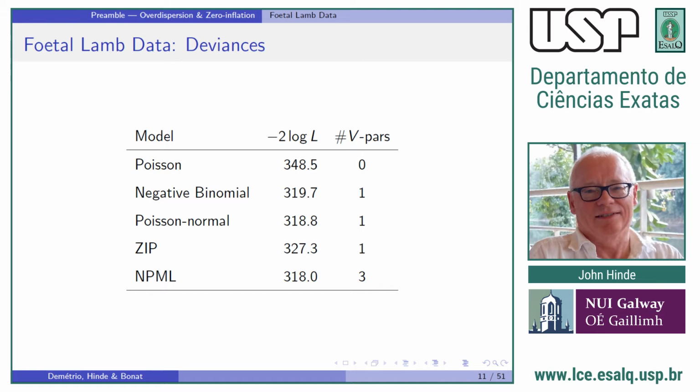Huge change for 1 additional parameter. If instead of taking a gamma distribution, I take a random effect with a normal distribution, I get something very similar to the negative binomial. If I fit the zero-inflated model, I don't do quite as well. Again, 1 extra parameter. And there's a rather strange one here, which I'm not going to spend any time on today, but it's just a little bit lower, but it has more parameters. Let's just see what these mean.